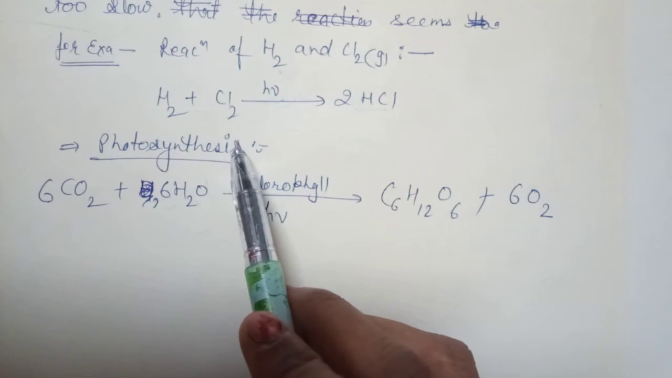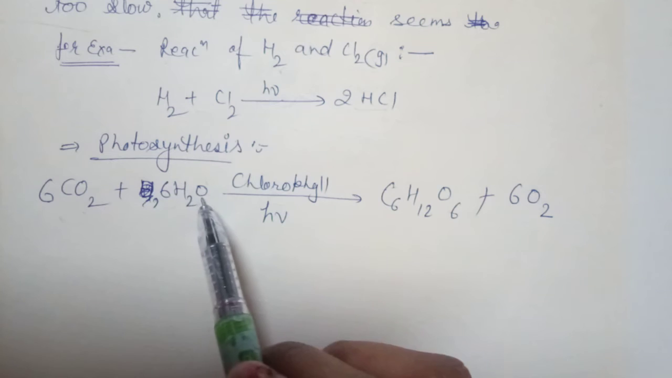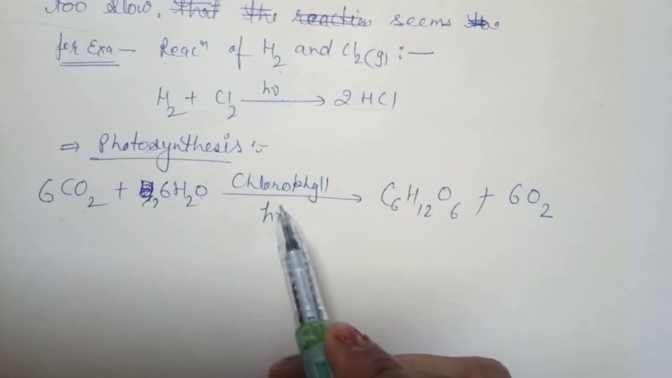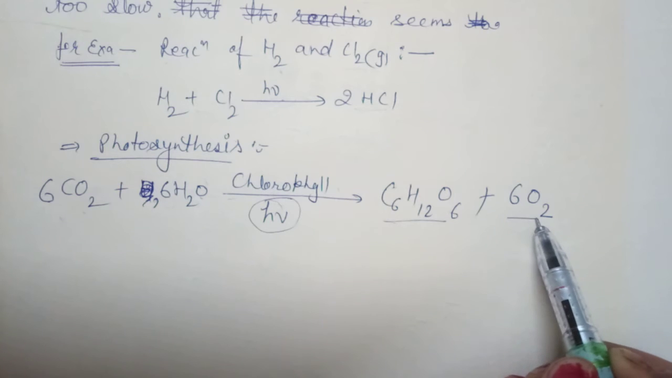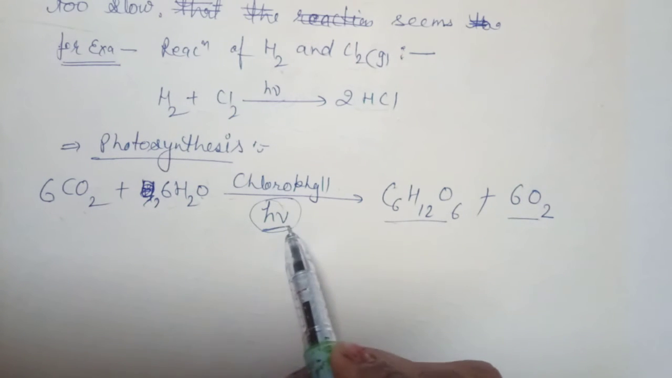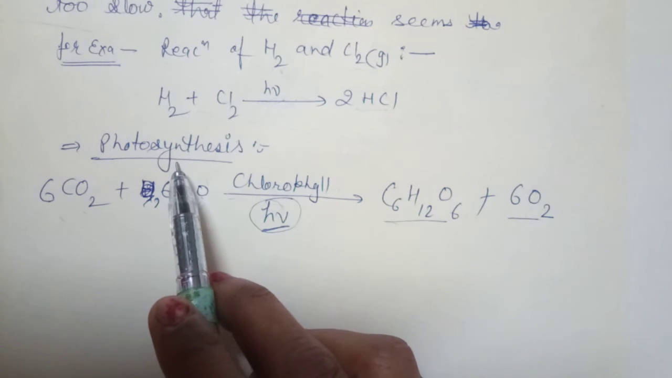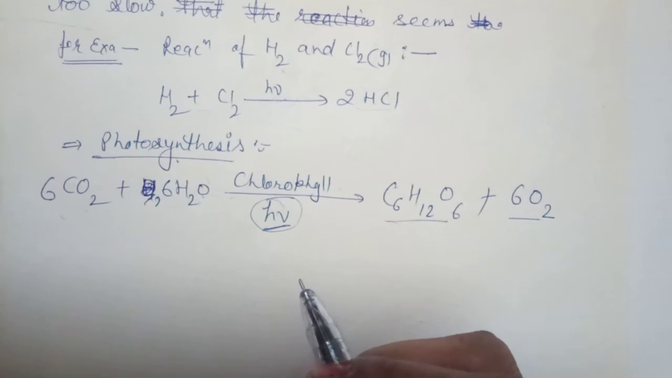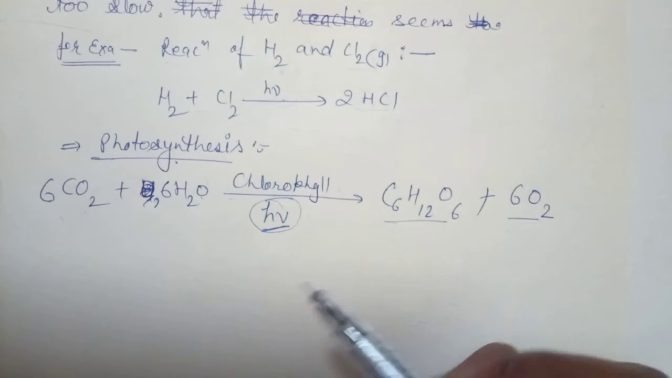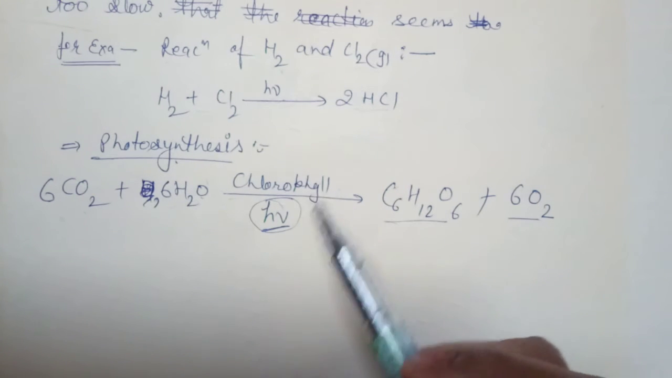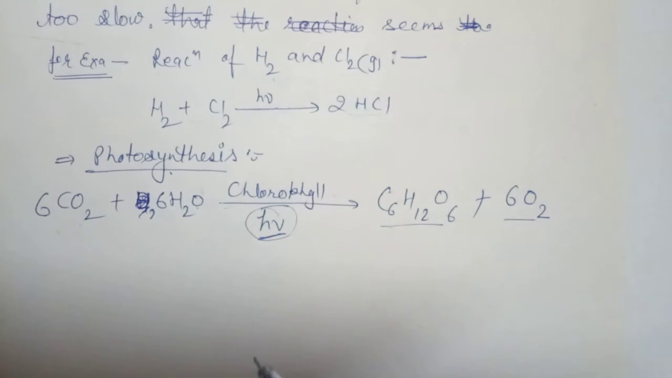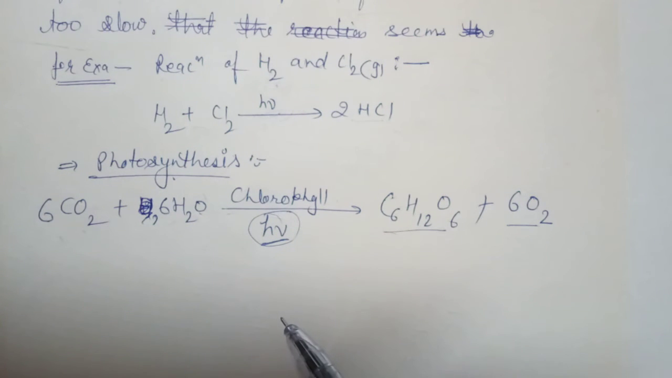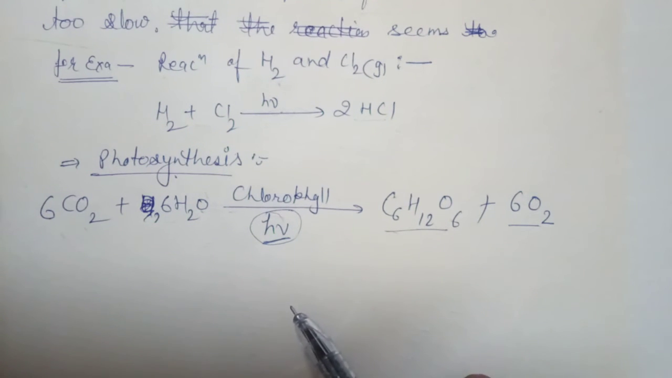Just like photosynthesis. Photosynthesis means CO2 plus H2O in the presence of chlorophyll and hν. hν means sunlight. Glucose and oxygen are obtained. If hν is not present, the speed of photosynthesis becomes very slow. So we can say that this reaction takes place in the presence of sunlight or any radiation. So these are the factors affecting the rate of reaction.